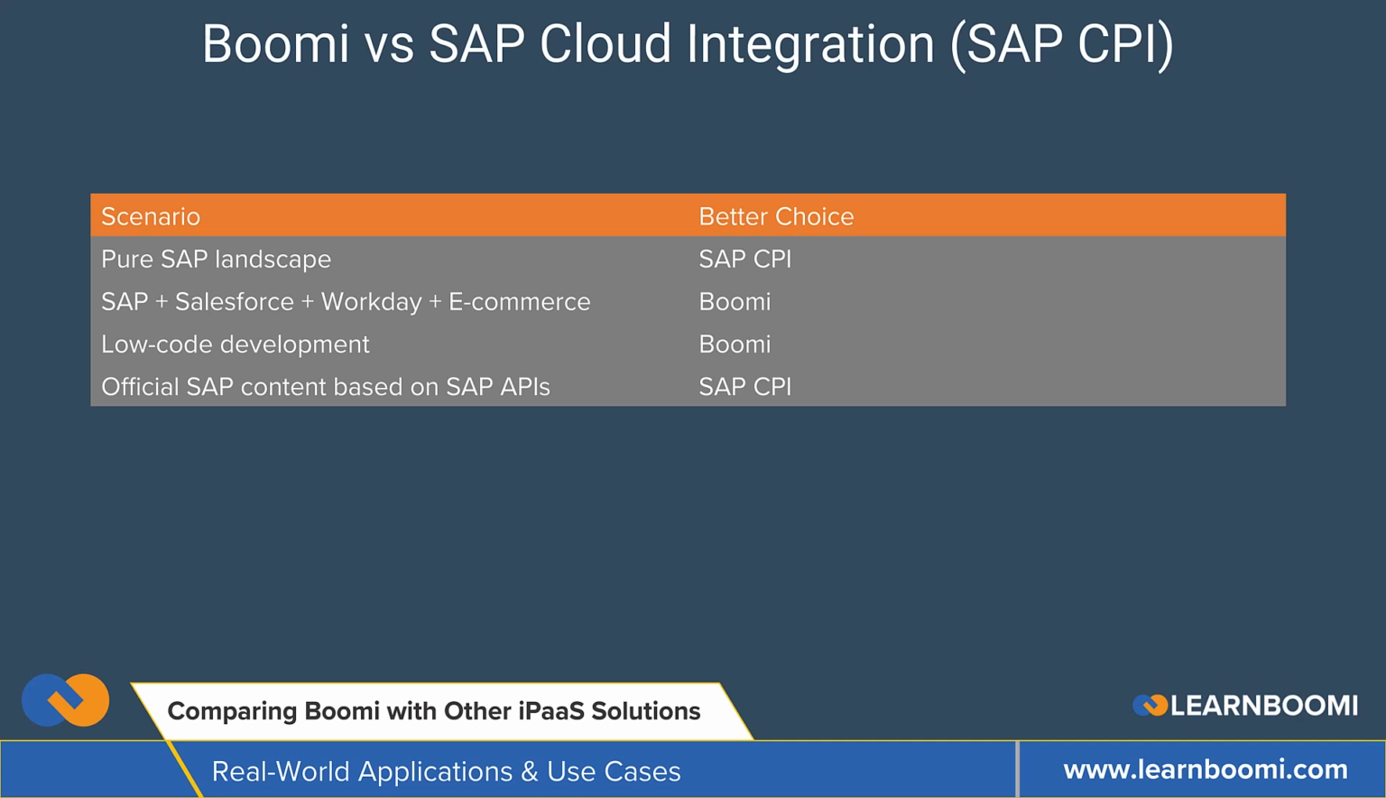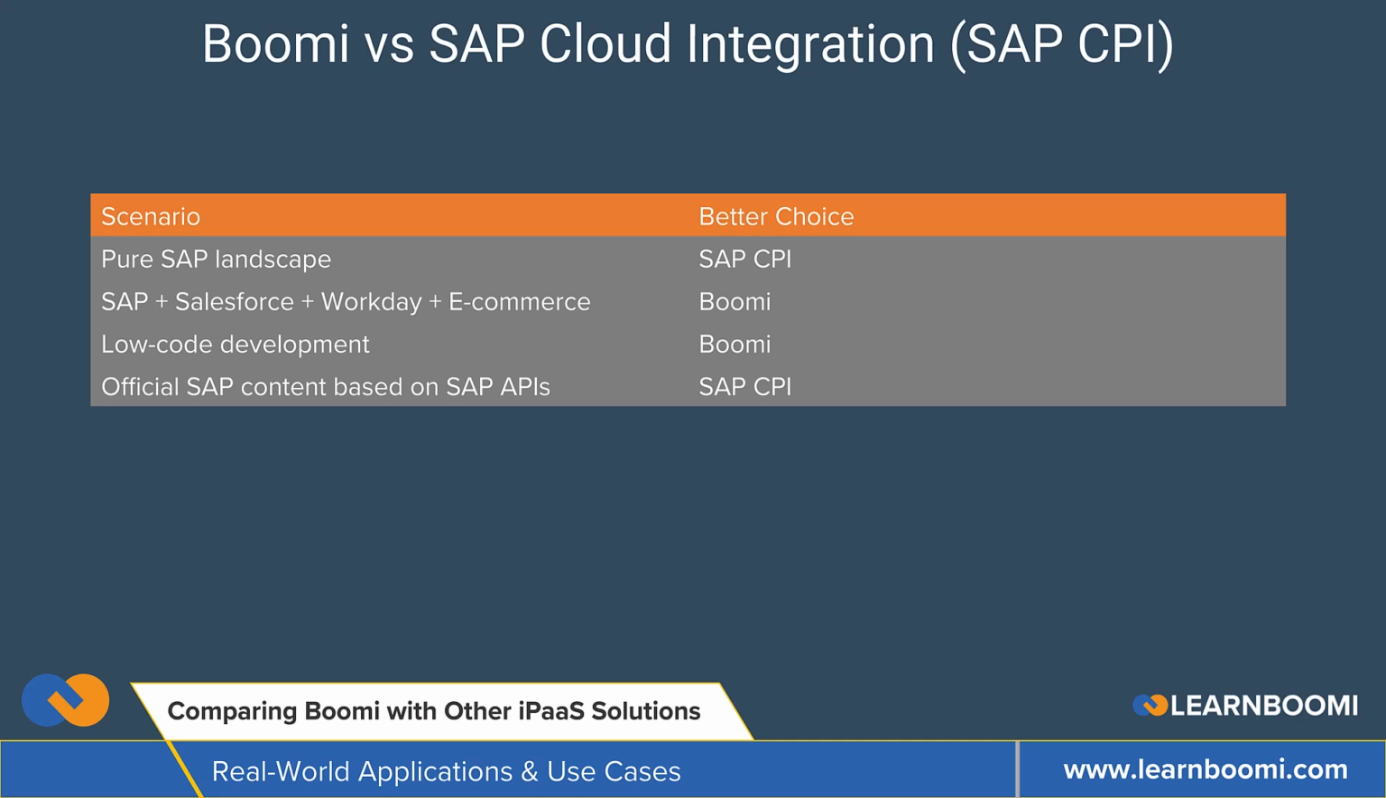And how does Boomi compare? Boomi is better for SAP and non-SAP integration, especially in organizations with multi-cloud apps. Boomi's ecosystem, connectors, and low-code experience are more user-friendly. Boomi has strong capabilities in workflow, which is Boomi Flow, B2B or EDI, multi-cloud integration, and event streaming and messaging.